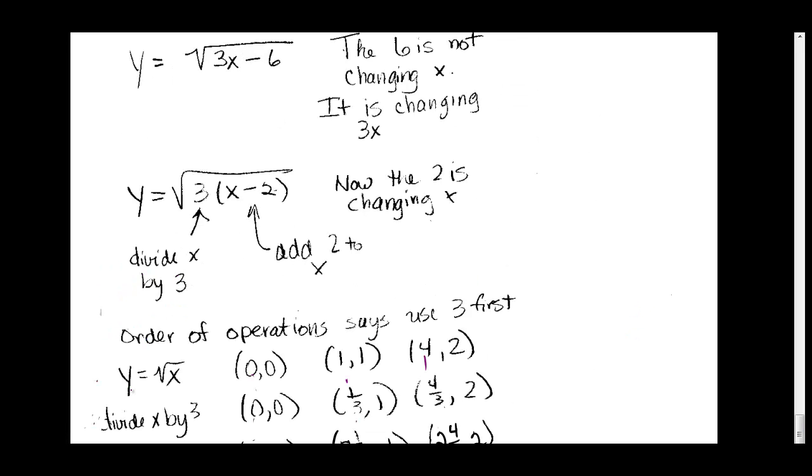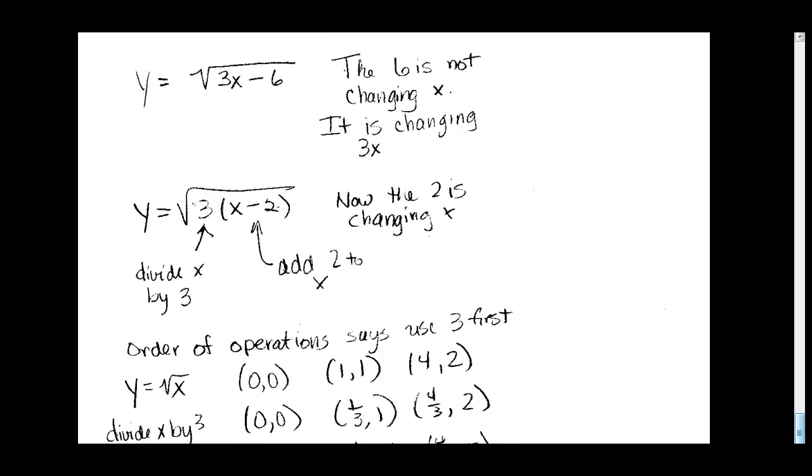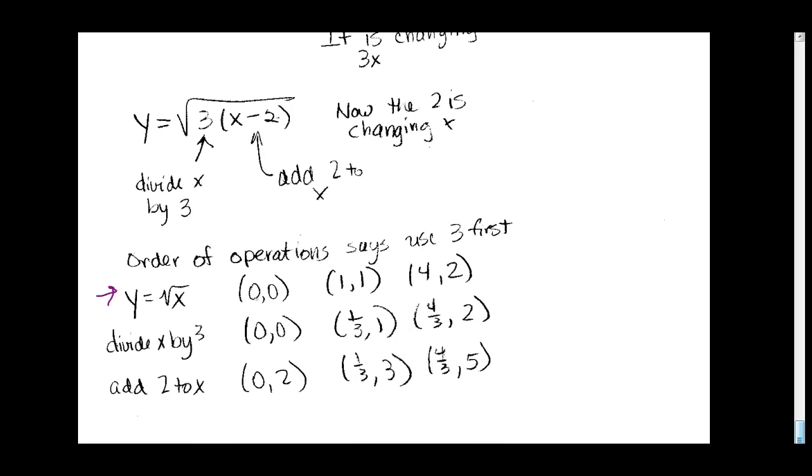What if our function is y equals 3 square root of 3x minus 6? The 6 is not changing x, it's changing 3x. So when you rewrite it, the 3 is dividing the x by 3, and the 2 is adding 2 to the x. By order of operations, we do the dividing 3 first. So we start with our friend y equals the square root of x, our handy 0, 0, 1, 1, and 4, 2. We divide x by 3 first, so we go through all of our points and divide x by 3. And then we take all our points and add 2 to x, and we're ready to graph.